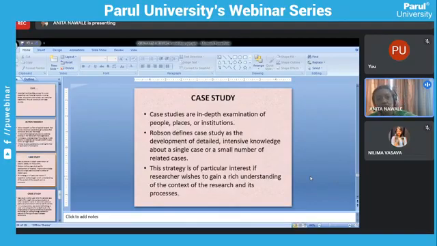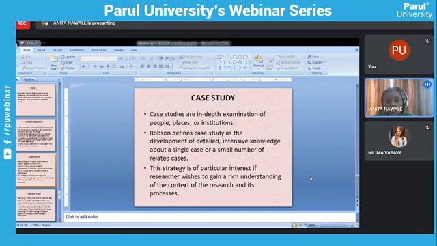Next, we have the case study method. Case studies are in-depth examination of people, places, or institutions. When we say case study, it doesn't mean that case means only one patient. It can be a similar kind of patients, that is a group of patients. It can be an institution, or it can be a place. So that will be considered as a case.